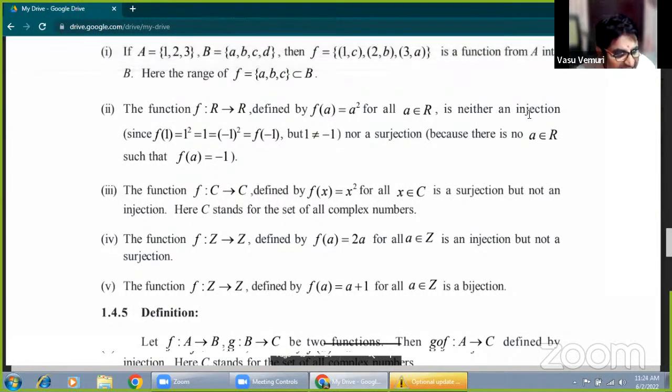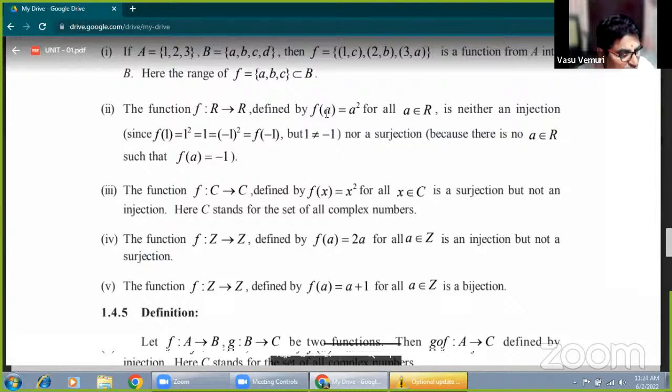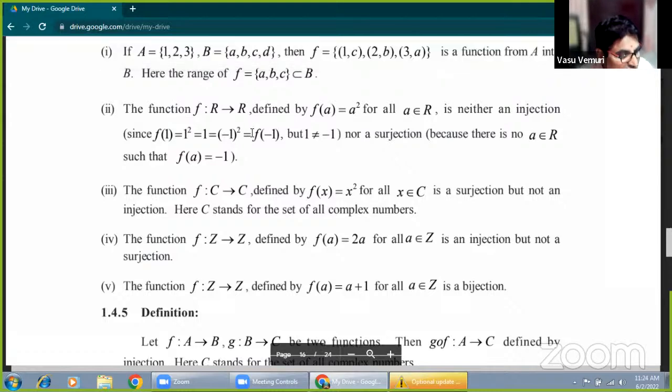Okay. It is neither an injection, because suppose a equals 1. F of 1 equals 1 square, that is 1. F of minus 1 equals minus 1 whole square, which is also 1. Because this value is 1 and this value is minus 1. Okay. Minus 1 square means 1.